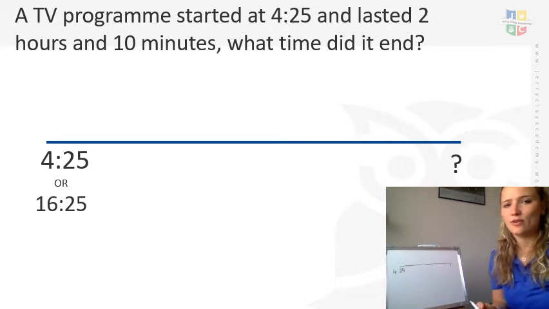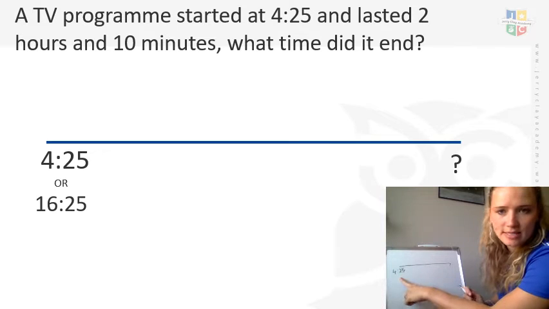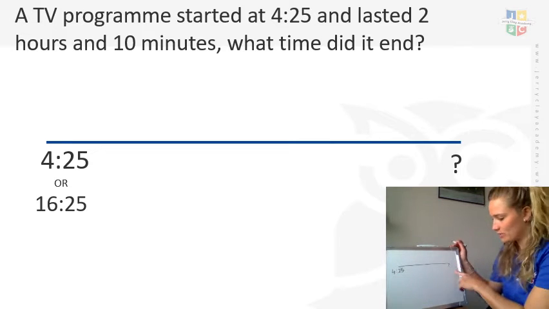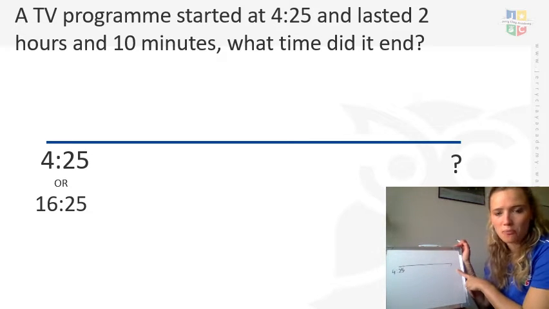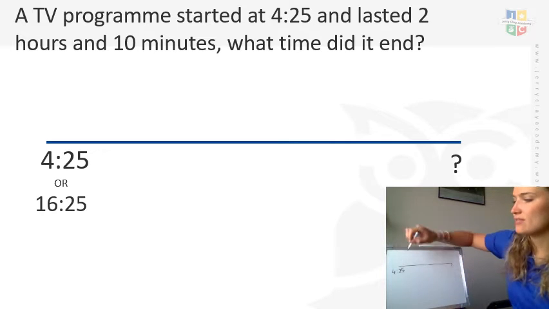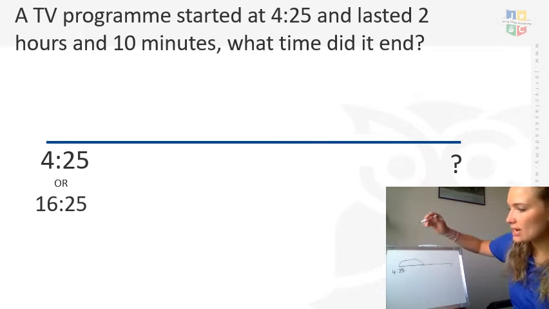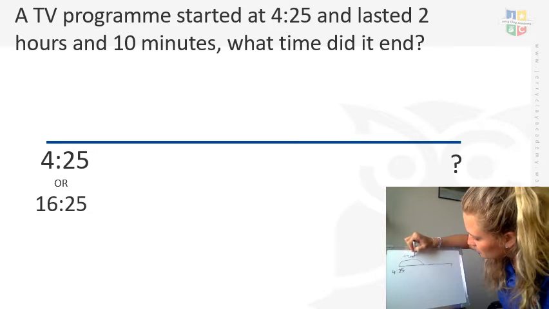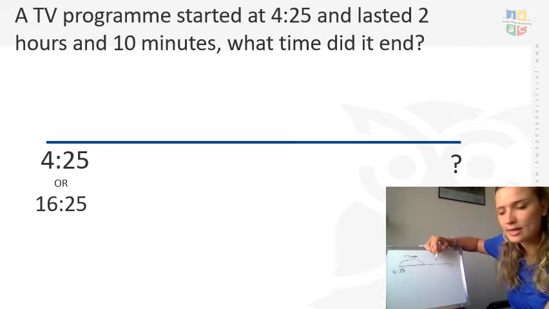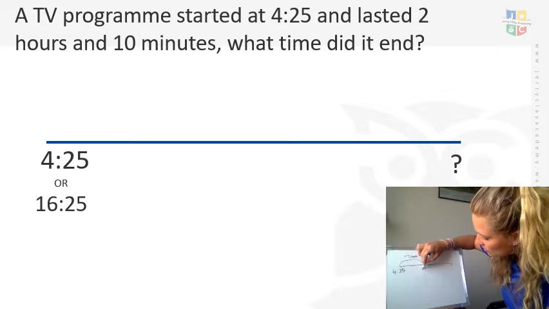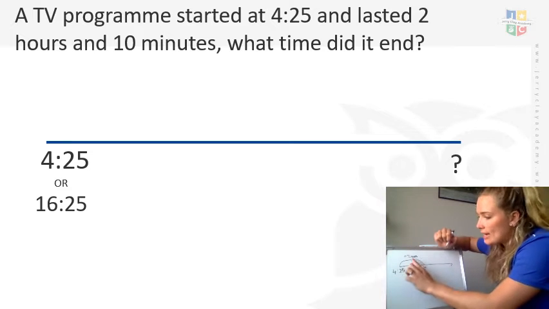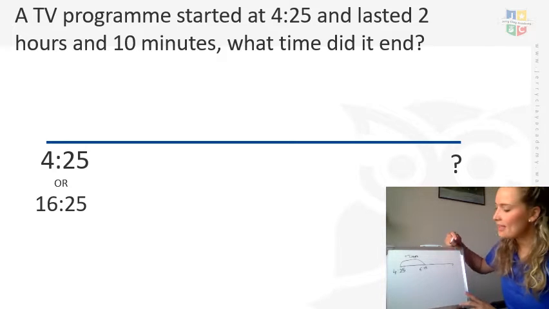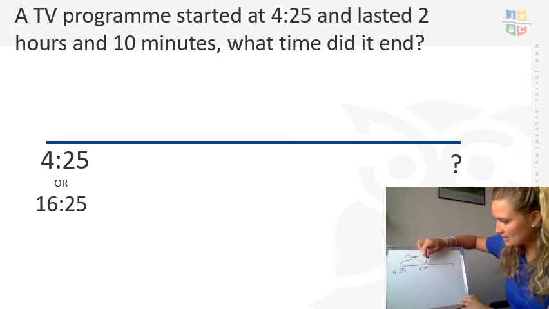So the programme started at 4:25, so I've written start with 4:25, and I know it lasted 2 hours and 10 minutes. What time did it end? I put a question mark at the end because that's the time I want to know. So it lasted 2 hours. First of all, I'm going to add my hours. I could add 1 hour at a time, or I could just add 2 hours. Because I'm adding 2 whole hours, I know my minutes aren't going to change. So my hours are 4, I need to add 2 to it, which will be 6:25, or 25 minutes past 6. Then I need to add my 10 minutes.